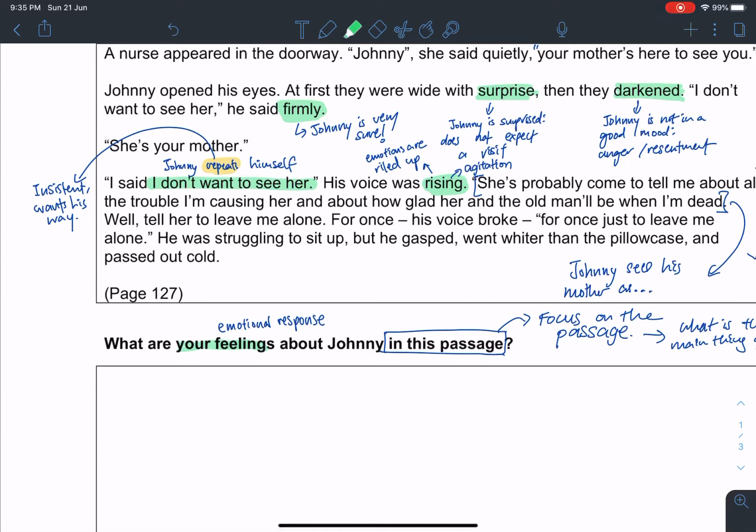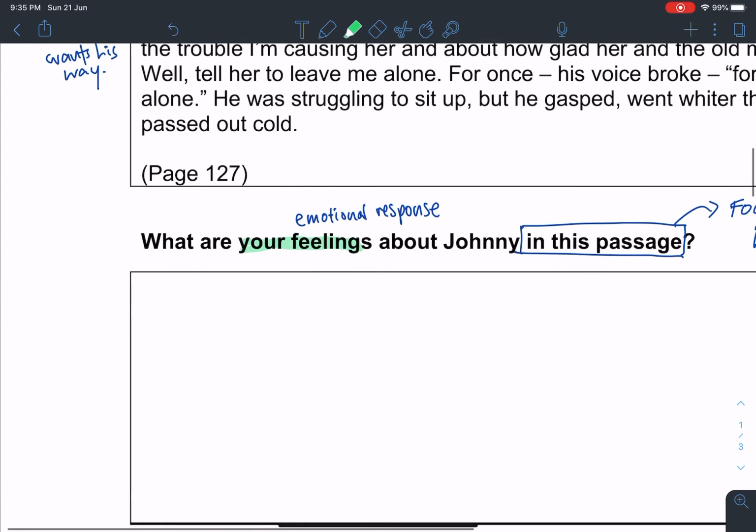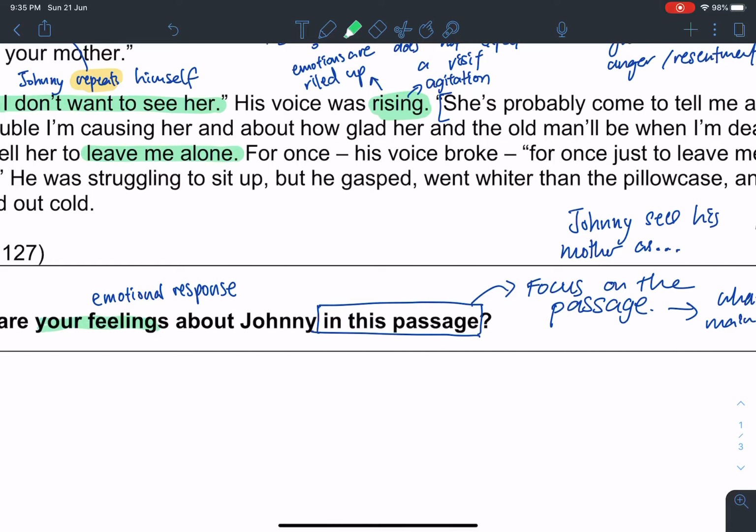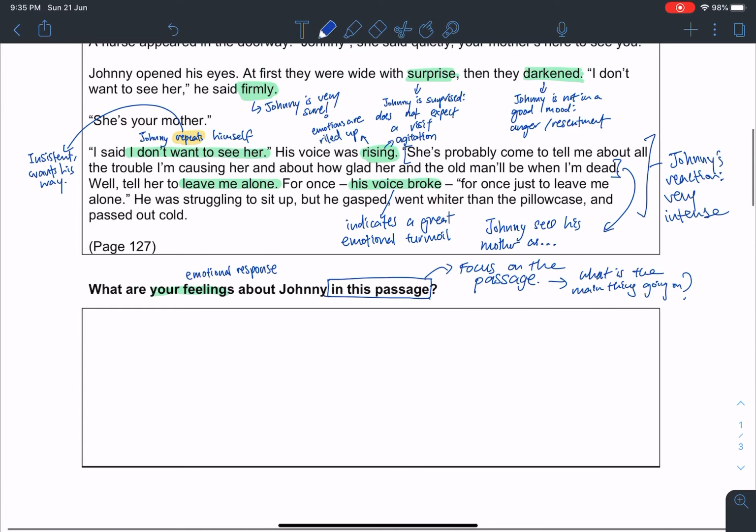And now, this is very interesting. "Well, tell her to leave me alone." Why does he not want to see her? Okay. And his voice broke. Why do people's voices break, you know? What is it indicative of? It indicates great emotional turmoil, okay, which is a phrase to say that there are so many emotions going on, which is very difficult for Johnny at this point. To leave me alone, that's what he wants. Why does he say this?